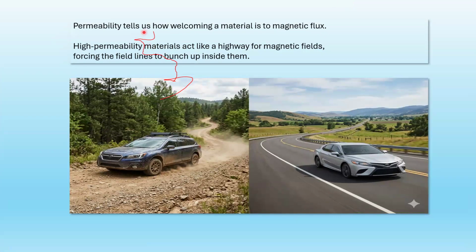Just like that. Permeability tells us how welcoming a material is to magnetic flux. High permeability, just a repeat, but we're going to drill that. High permeability materials act like a highway for magnetic fields, forcing the field lines to bunch up inside them. And of course, if you have a bunch of cars, they're going to choose driving on the nice smooth pavement instead of driving on the median there.